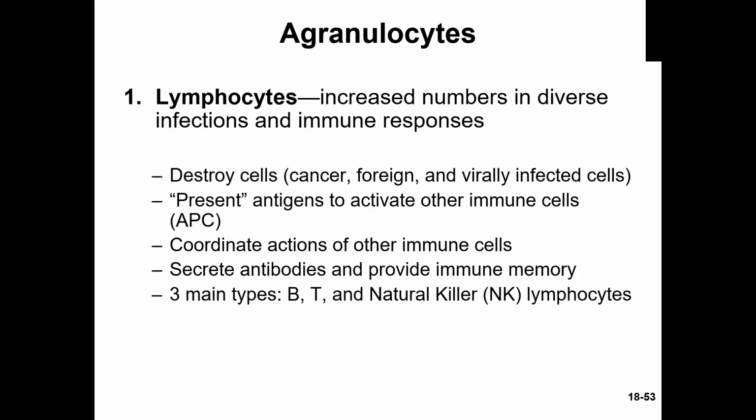So it is an antigen presenting cell, meaning it's going to lock on to something that it doesn't know what it is, and it's going to take it to the judge and the jury for sentencing to see what's supposed to happen. Lymphocytes will coordinate actions of other immune cells. They will secrete the antibodies, and they are part of the reason our immune system has memory. We have B lymphocytes, which we mentioned. They are processed in the bone marrow, B for bone marrow. T lymphocytes are processed in the thymus gland, T for thymus, and then the natural killer cells.